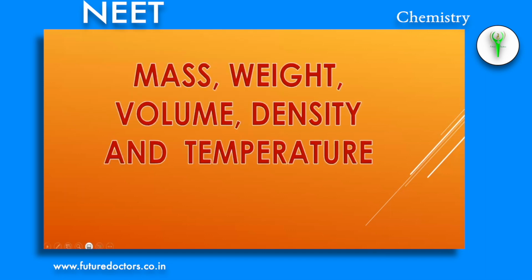Now let us study some of the physical quantities: mass, weight, volume, density, and temperature. Which is constant, mass or weight? Which varies from one place to another? Weight varies from one place to another. Why does weight vary? It depends on the gravitational force acting on a particular object. Mass is constant; it does not vary from one place to another.